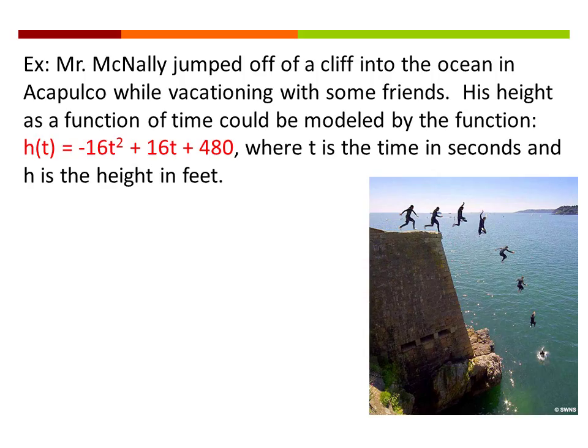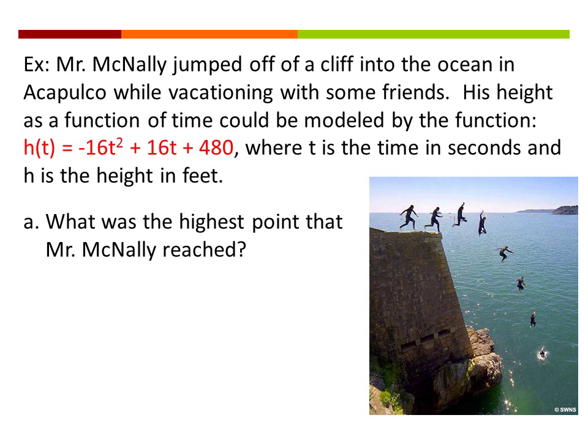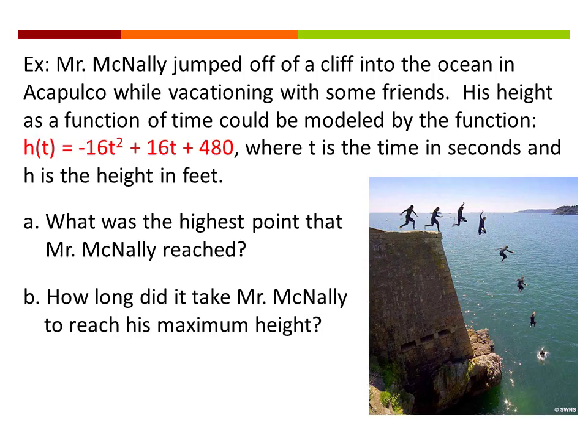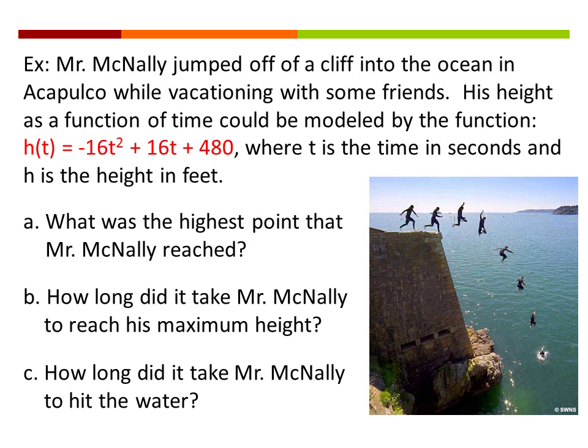So, 3 questions I want to know. I definitely want to know how high I got on my jump. Now I know it's going to be slightly above 480 feet because I do have some initial vertical velocity. I also want to know how long it took me to reach that maximum height. So how many seconds it actually took to reach that max height. And then my last question is, how long was I actually in the air? So how long did it take for me to hit the water?